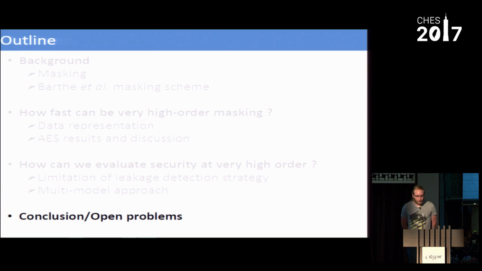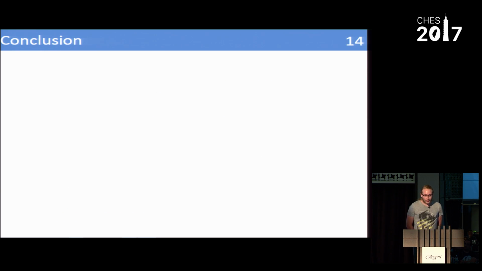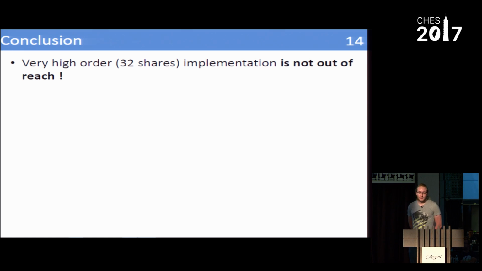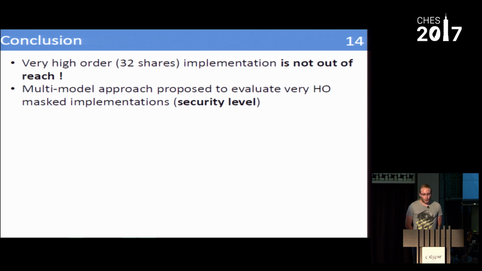So I will conclude my talk. In conclusion, we have implemented a very high order masking scheme, and we have shown that it's not out of reach. We can do it in reasonable clock cycles. We manipulated 32 shares. In order to evaluate such a scheme, we introduced the multimodal approach, which can give us some kind of security level for something very high order.